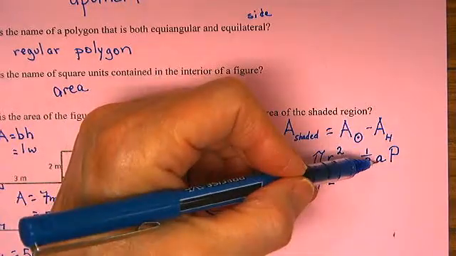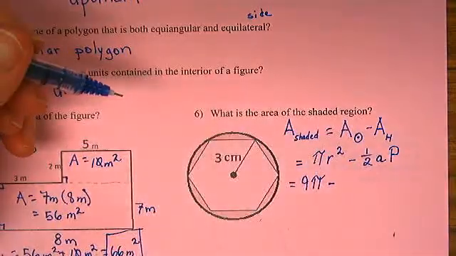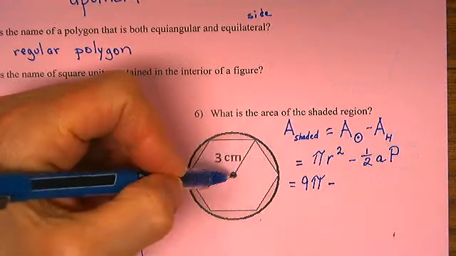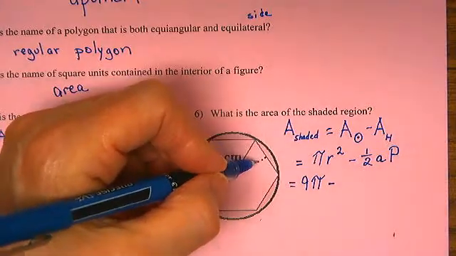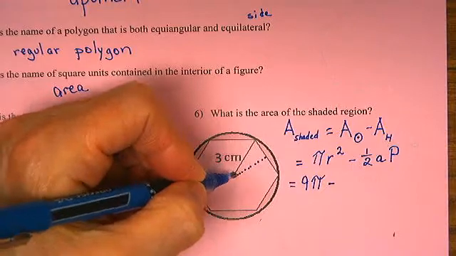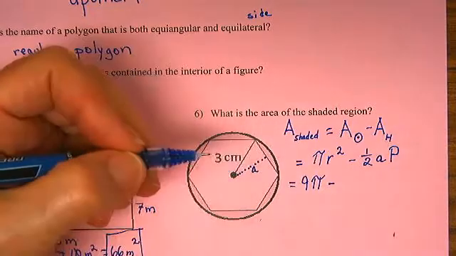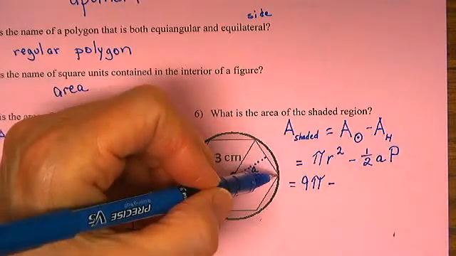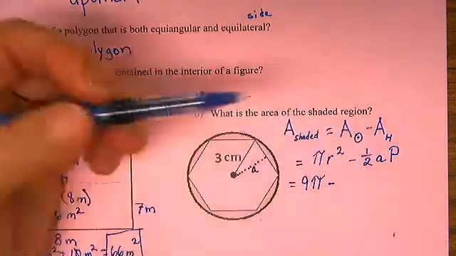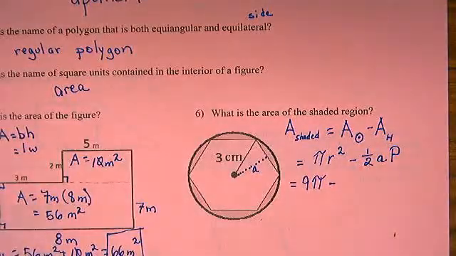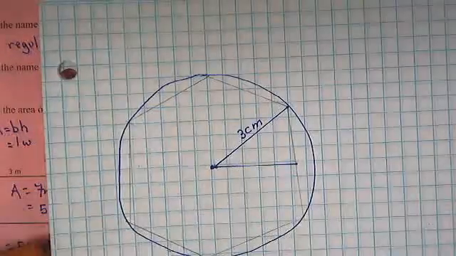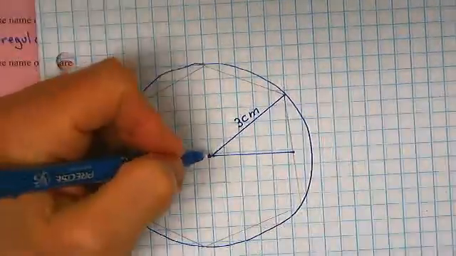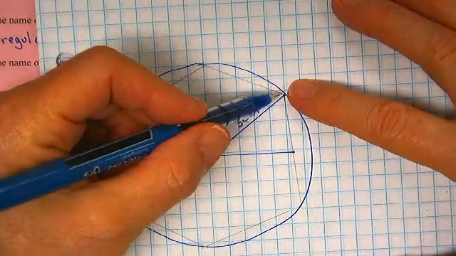Minus 1/2 the apothem times the perimeter. Well, first I suppose we have to figure out the measure of the apothem, and we have to have a side length because that will enable us to get the perimeter. So here we go. This is a little larger, makes it easier to see. My radius is 3 centimeters.